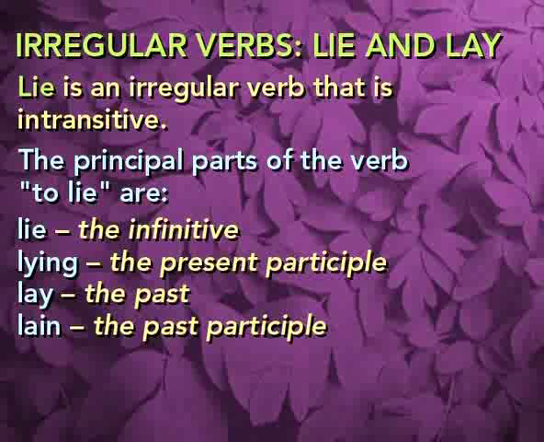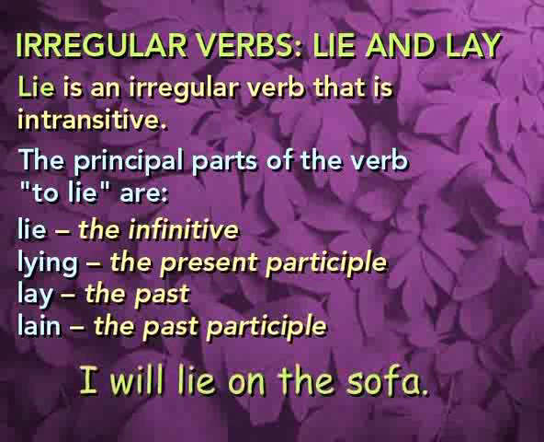Therefore, for example, look at the following sentence. I will lie on the sofa. Here we're using the verb to lie because it is used intransitively. There is no direct object. I am not lying something, I am just lying. I will lie on the sofa. So the verb lie is being used correctly here.